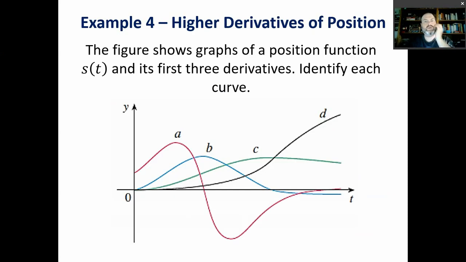But we're going to go ahead and do example 4. So just imagine that this is some sort of roller coaster. And you're some sort of systems engineer, mechanical engineer, or physicist. And you need to know one of these is the position of a roller coaster and its first 3 derivatives. The velocity graph is there somewhere. The acceleration graph is there. And the jerk graph is there somewhere. We need to identify each curve.